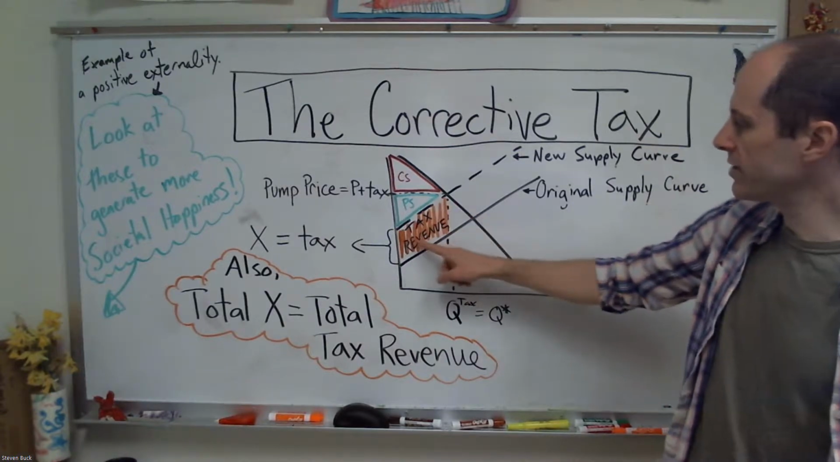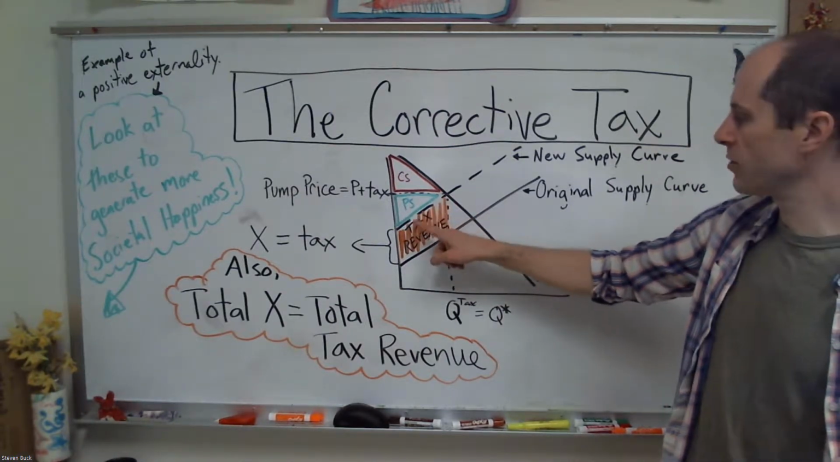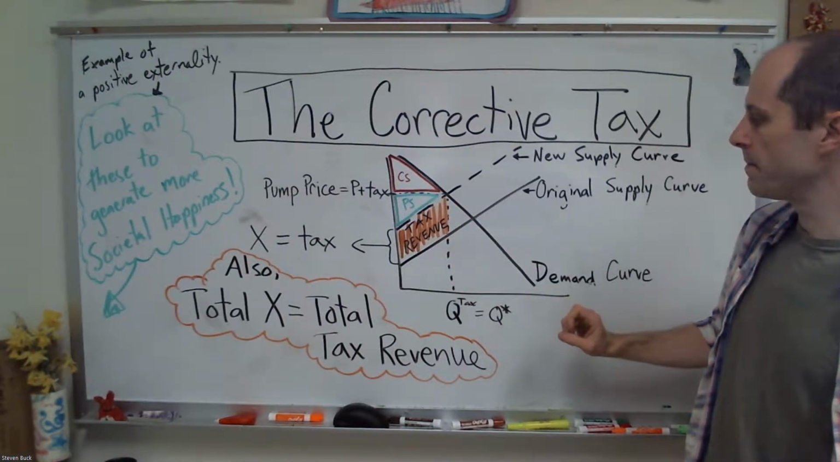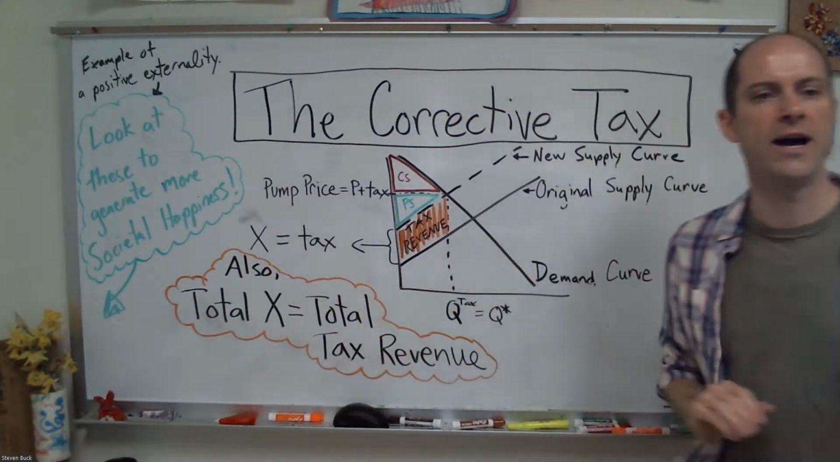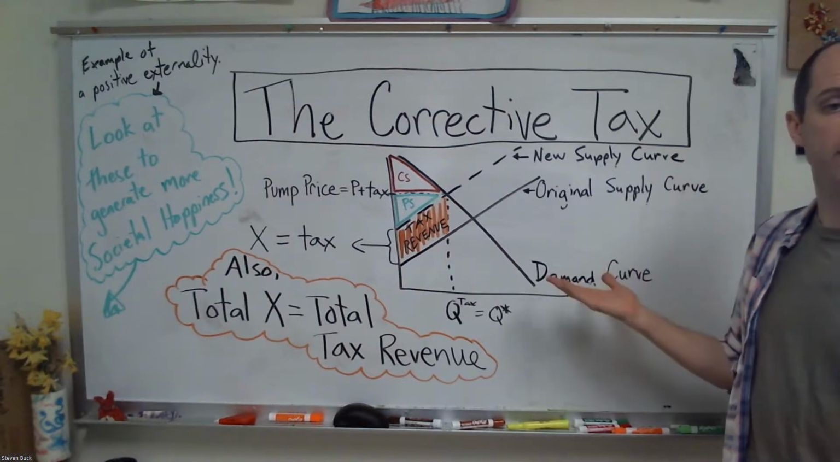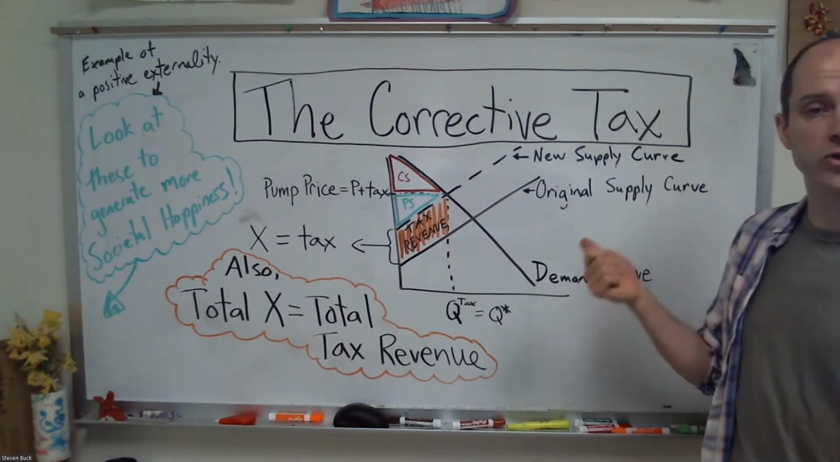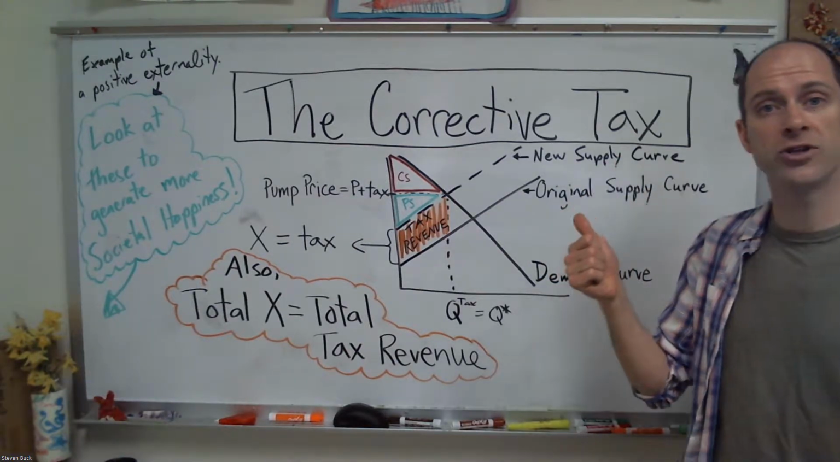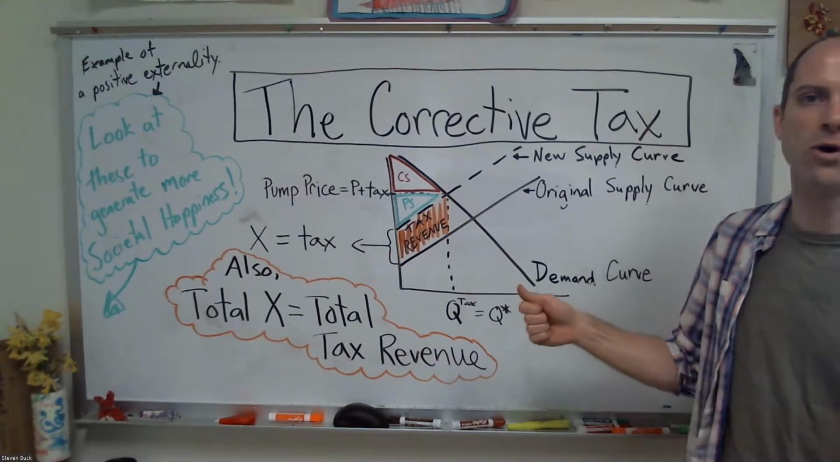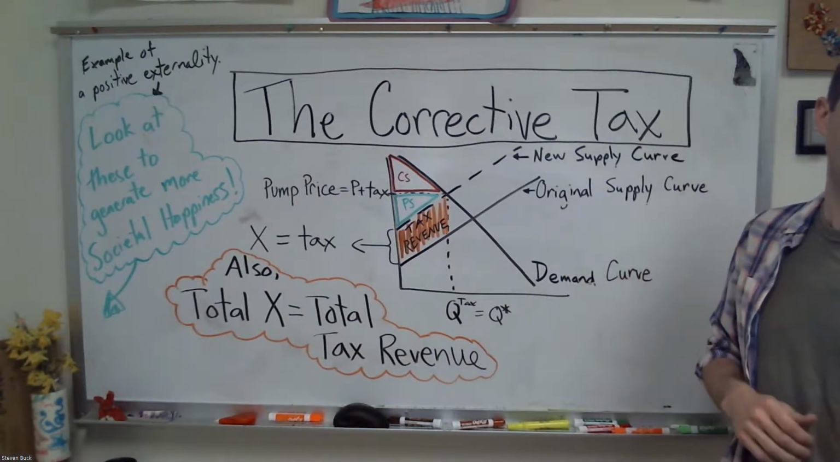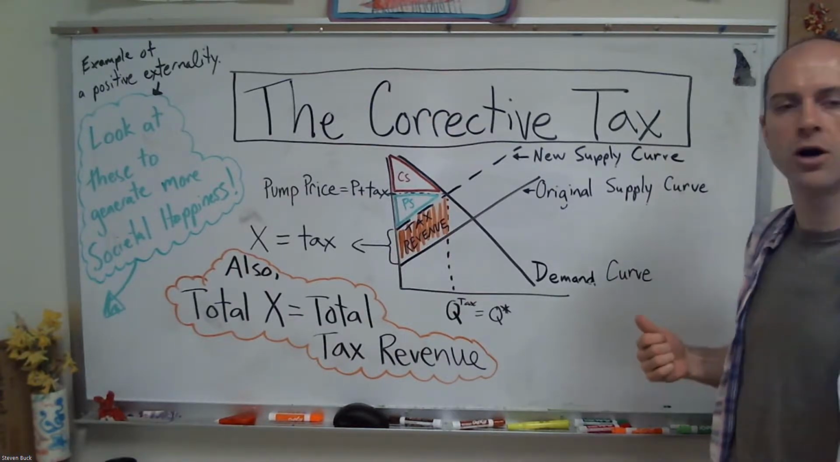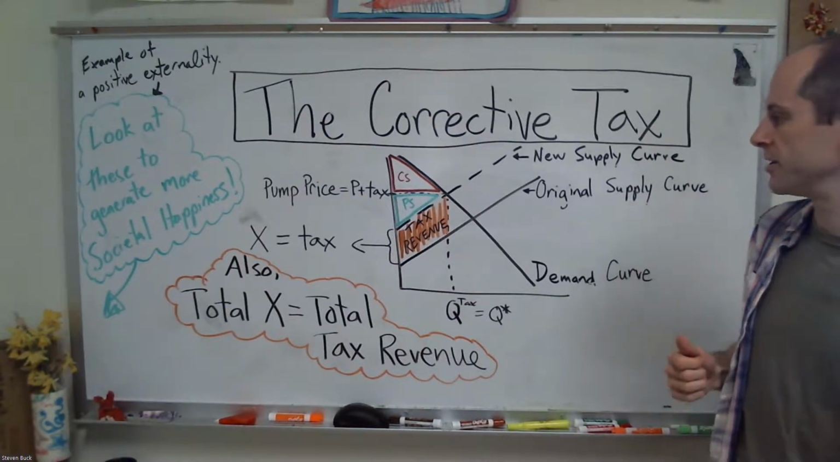The tax revenue that's generated is reflected in the orange. It's going to be equal to the total externality, at least in this scenario, where we assume there's a per unit externality that's equal across all units of production, and we're applying a per unit tax that's equal across all units of production.